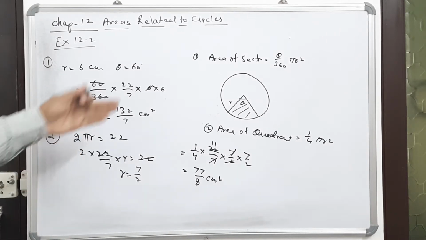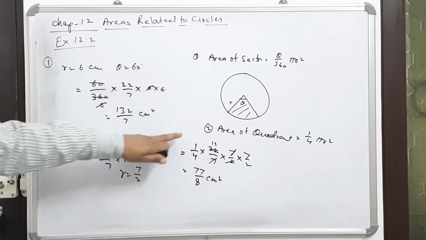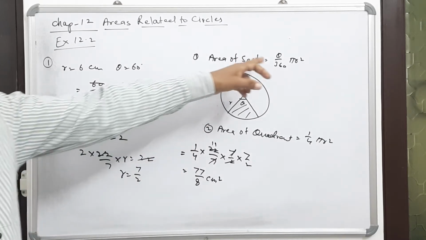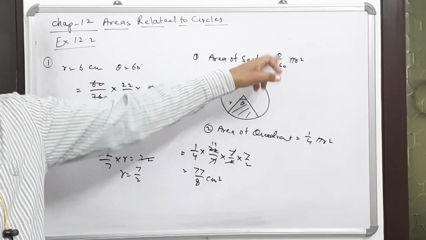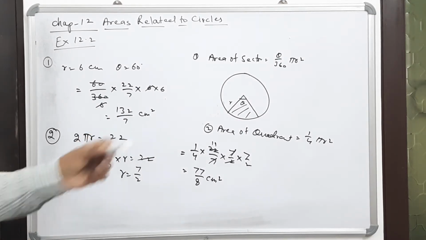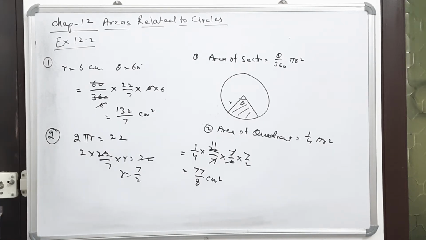So in this way we can find the area of the sector, and one of the parts of the sector is area of quadrant. Quadrant, in this the angle is 90 degrees. So when you write 90 upon 360, then the answer will be 1 by 4. So area of quadrant is 1 by 4. I am taking the next problem now.